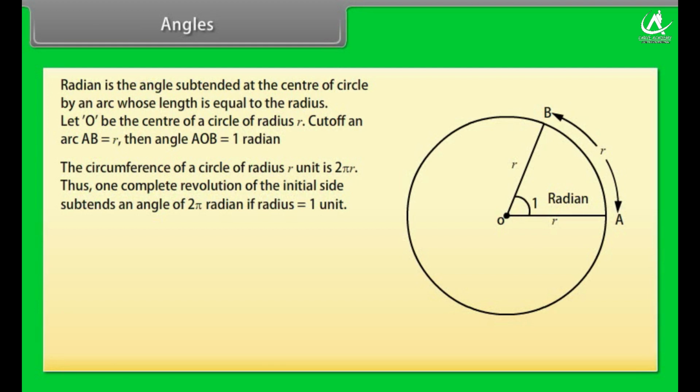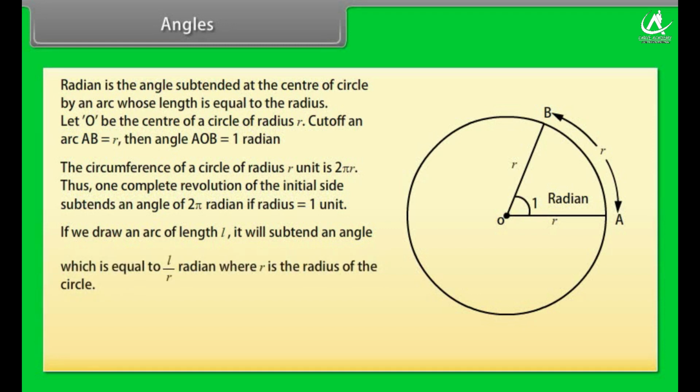Thus, one complete revolution of the initial side subtends an angle of 2 pi radian if the radius is equal to 1 unit. If we draw an arc of length L, it will subtend an angle equal to L by r radian, where r is the radius of the circle. And we can write it as L is equal to r into theta.